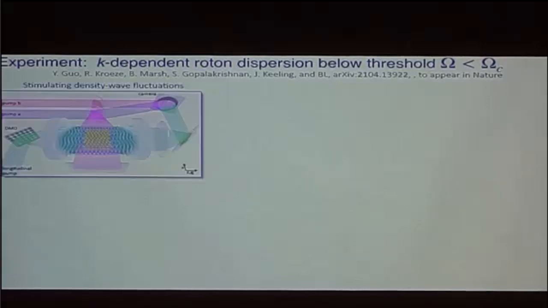That kind of benchmarks the system. So the first experiment we're going to do is to pump the system below threshold of the superradiant transition, and we're going to look at a roton dispersion. This is just a density wave dispersion. Roton is just a fancy word for that density wave softening. And we're going to see it in a k-dependent fashion.